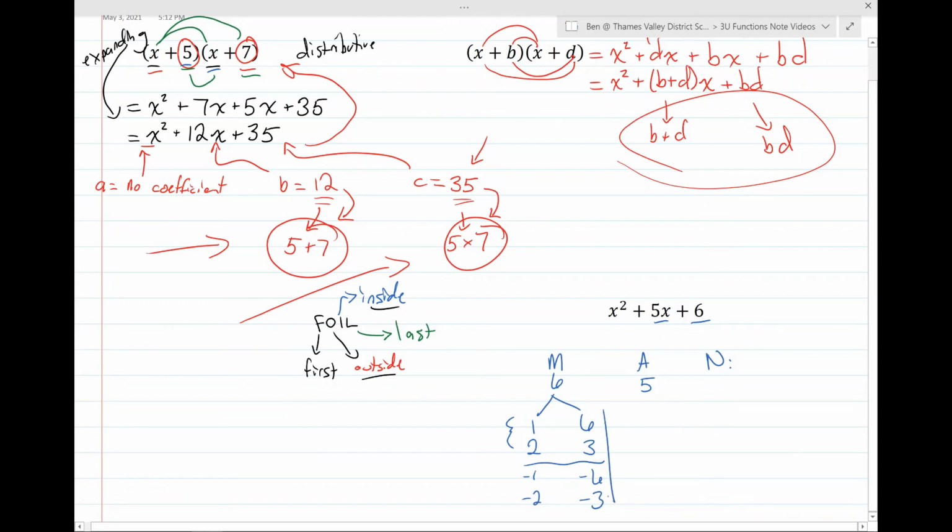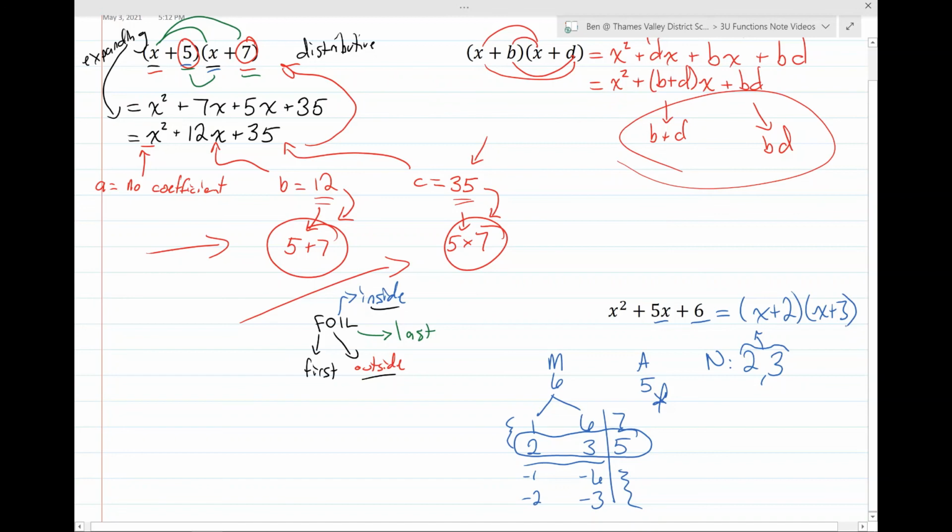Okay, so now I can add up all of these pairs of factors and see if there's any pair that adds to what I need. Well, 1 plus 6 equals 7. 2 plus 3 equals 5. I don't need to go any further here because I've just found a pair of factors that add up to 5, like what I need. So my two numbers here are 2 and 3. And we're going to use those two numbers to factor this simple trinomial. That will bring us to x plus 2 and x plus 3. So this is a simple way of doing it. It's a nice way to break it down.